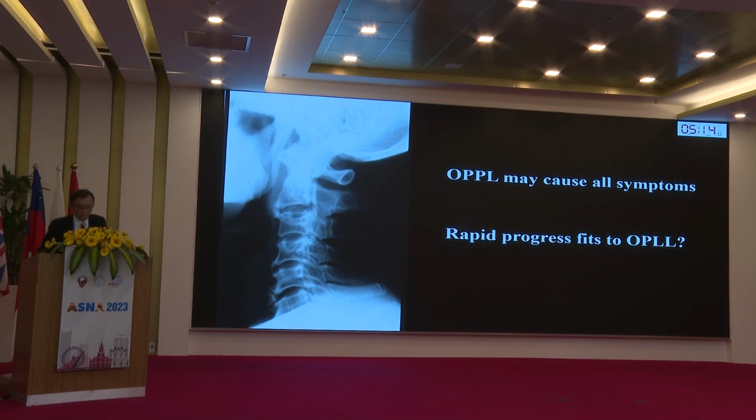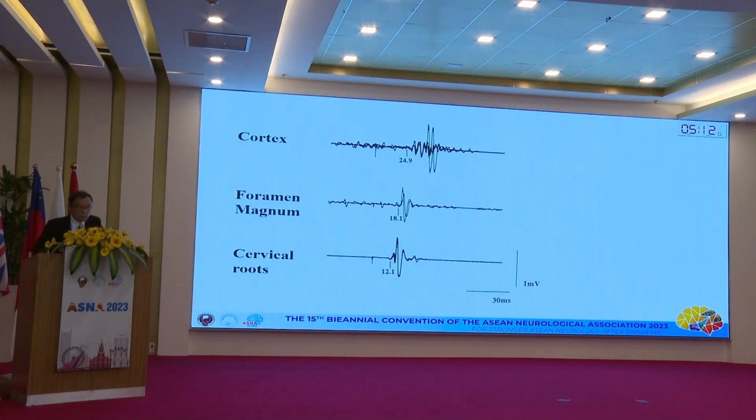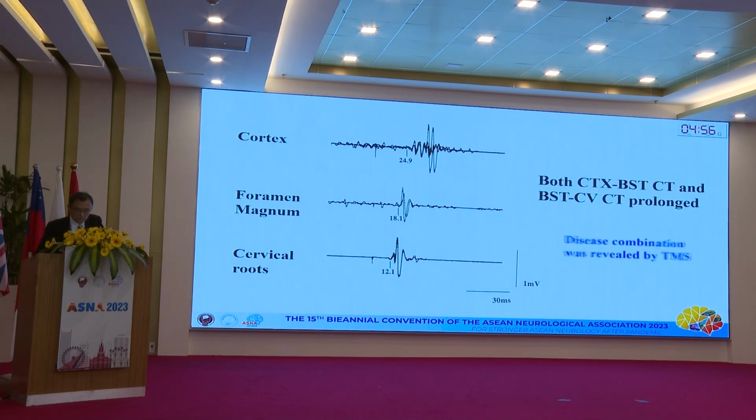However, this is ALS, and we show the intracranial conduction delay, which means something happened in the corticospinal tract within the skull, or intracranial. So that supports the patient has ALS. So two disorders, or a combination of two disorders, may be detected with this method.